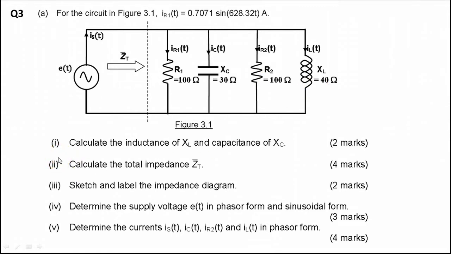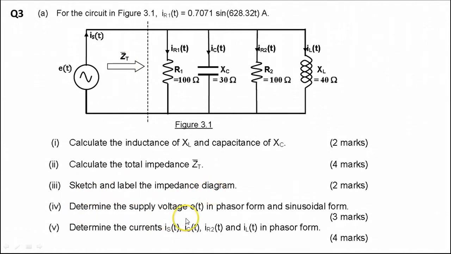Now what's required of this part of the question is that we have to calculate the inductance XL and capacitance XC. That means we want to know the capacitive value of this capacitor and the inductance value of this inductor. Next, we want to calculate the total impedance. If we look at this as a total load, I want to calculate what is the total impedance. Then we want to sketch and label the impedance diagram.